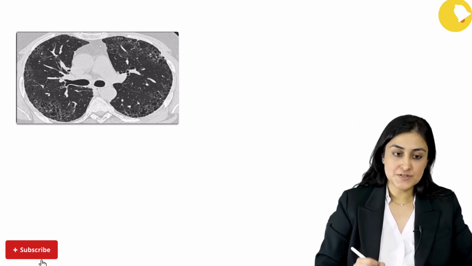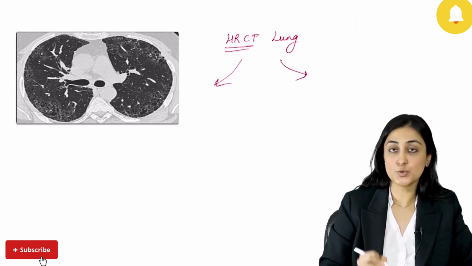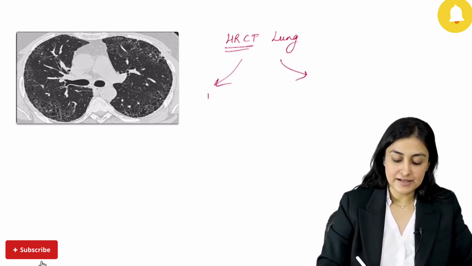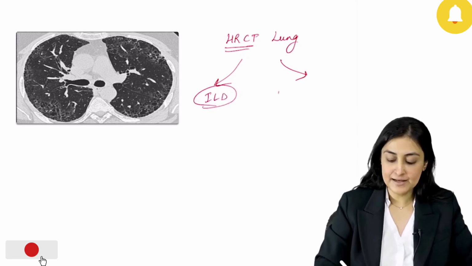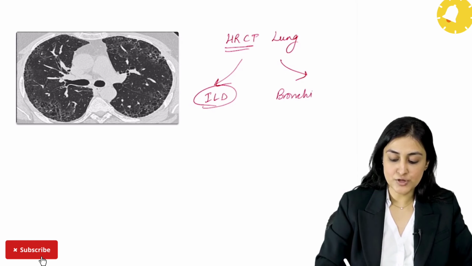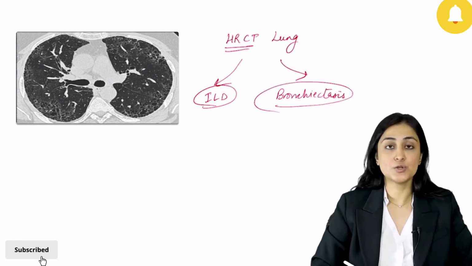What is this CT? This is a CT which is showing you a high resolution CT of the lung. Here I want you to remember two thumb rules. HRCT lung is the investigation of choice for interstitial lung disease, and it's also the investigation of choice for bronchiectasis. And this is a question that has been repeated over and over again.